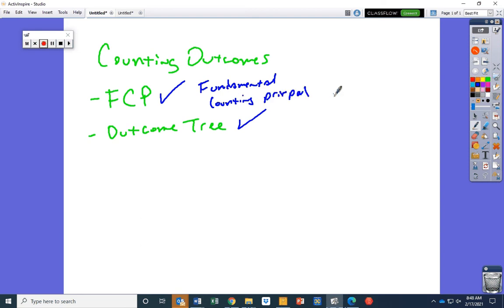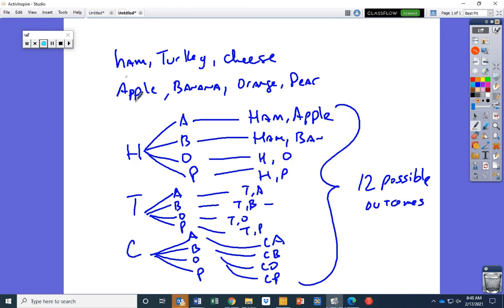When we have the fundamental counting principle, what we do is we take the total outcomes from each one. Let's look back at this chart. How many choices did I have for my sandwich? 3. How many choices did I have for the fruit? If I take these two and I multiply them, what did I come up with? Is this the same as this?